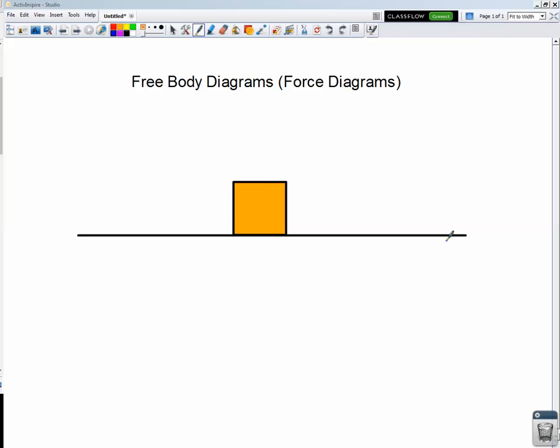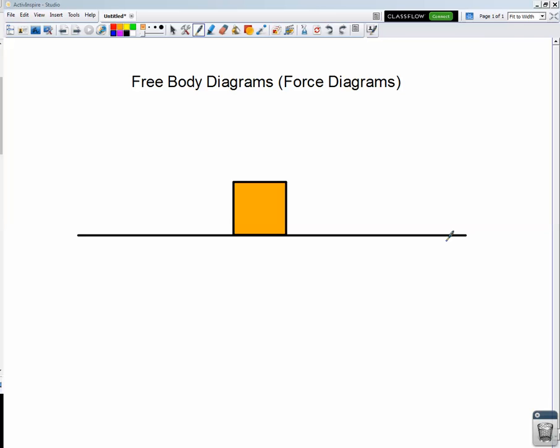Welcome. In this lecture video, we're going to take a look at the requirements for drawing accurate and correct free body diagrams in physics. A lot of times the key to solving problems using Newton's second law is to draw an accurate diagram of all of the forces acting on an object, and that's all we do with a free body diagram. Draw an accurate diagram of all the forces acting on an object.